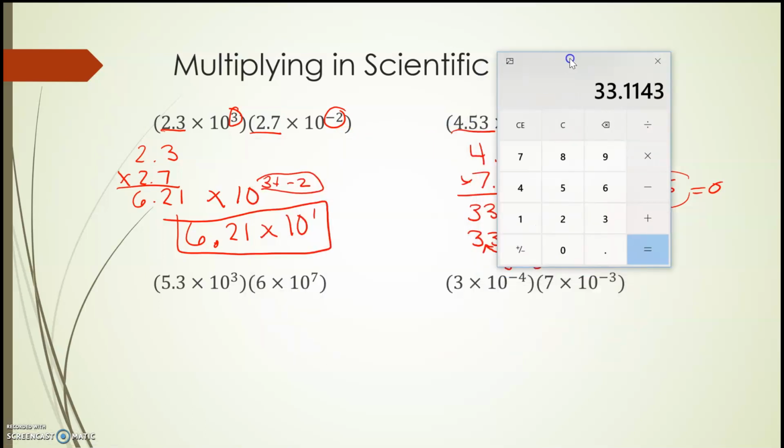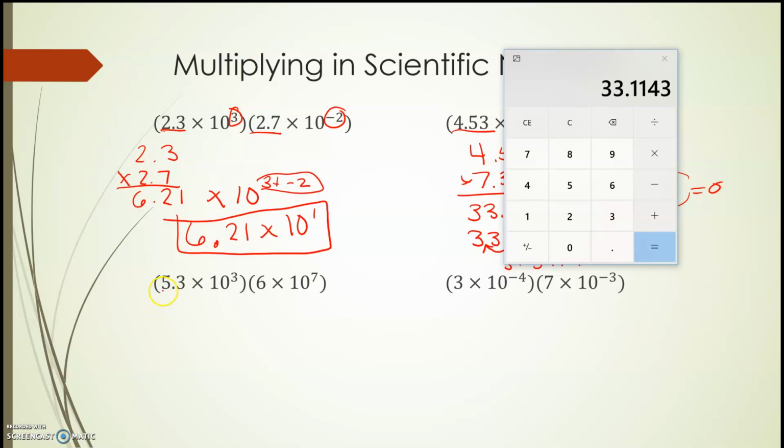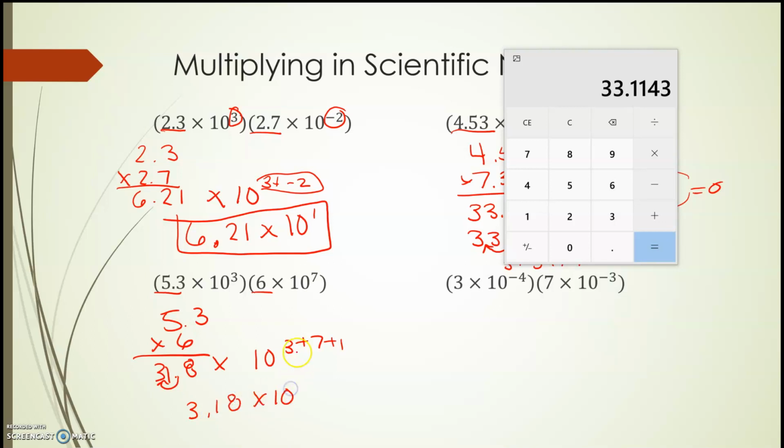Okay, let's do one more. Hopefully our time doesn't run out. We multiply these two numbers. 5.3 times 6 is going to be 31.8 times 10 to the 3 plus 7. We have to move this over one spot, which would add another 1 to this, so it's 3.18 times 10 to the 11.